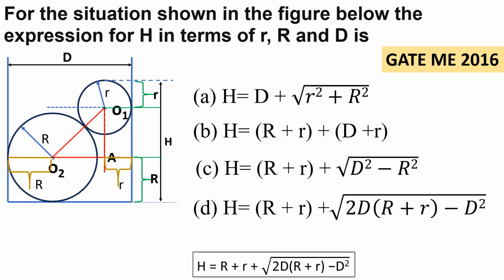So observe the options. Here the suitable option is option D. Option D gives capital H equal to R plus r plus square root of 2D into capital R plus small r minus D square. So option D is the correct answer.